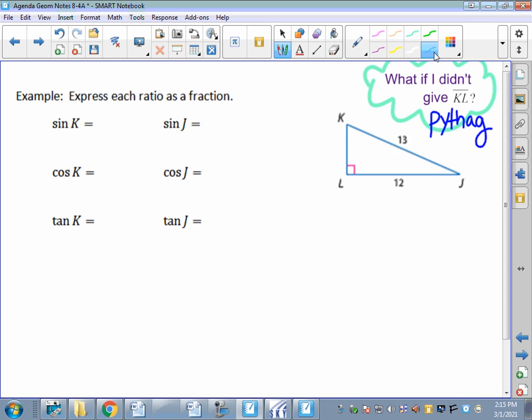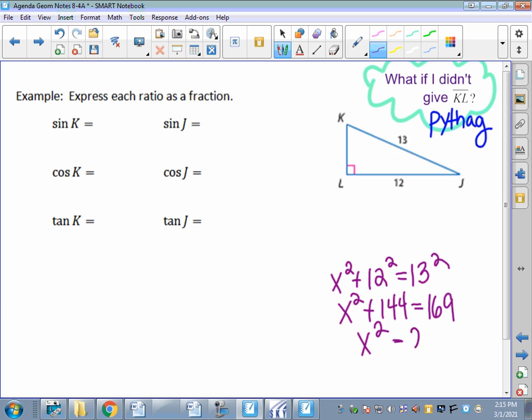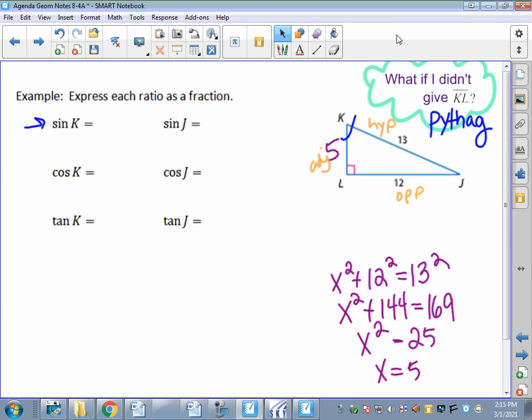So a little side problem. You're going to end up doing something like: KL is a leg, not a hypotenuse, so maybe x squared plus 12 squared equals 13 squared. X squared plus 144 equals 169. Subtract, and x squared is 25. When you square root, you know that missing side has to be 5. Now I can go forward with, if I start here, angle K, here's my hypotenuse. Here's my opposite and adjacent. So you might have to do a little side work. I call it side work because you've got to do a little bit first.